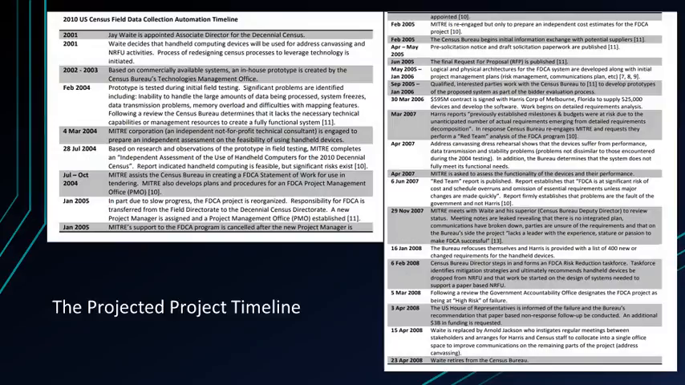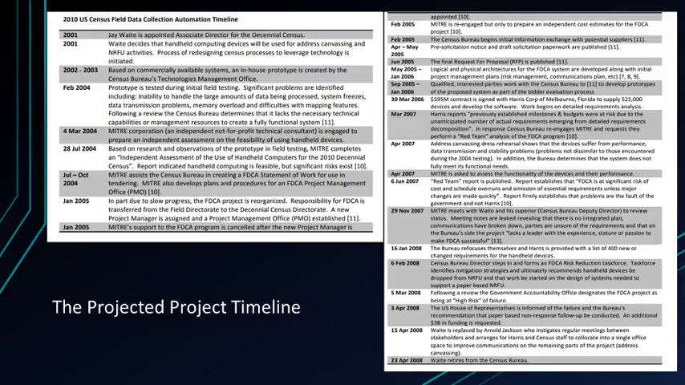Here is the timeline, the projected timeline of the project. So, in 2001, J. Waite is appointed Associate Director for the Decennial Census. In 2001, Waite decides that handheld computing devices will be used for address canvassing and NRFU activities. The process of redesigning census processes to leverage technology is initiated.